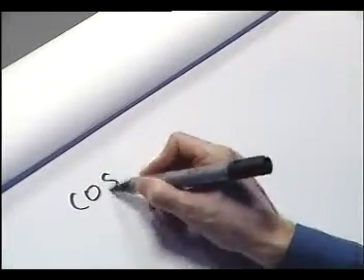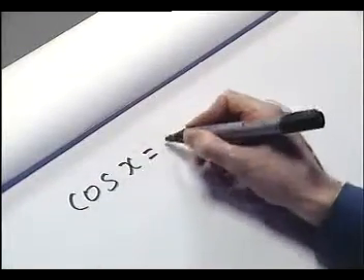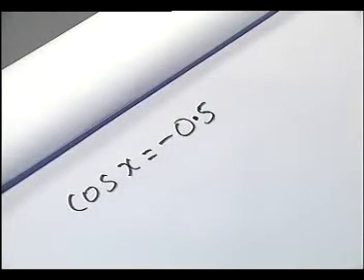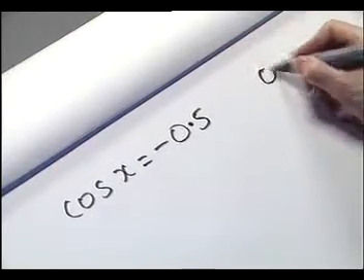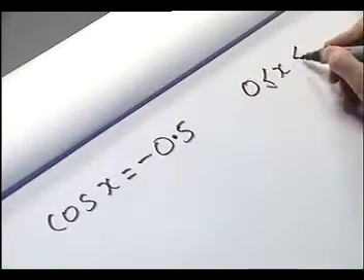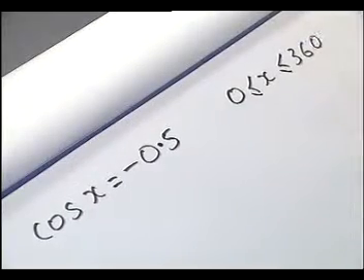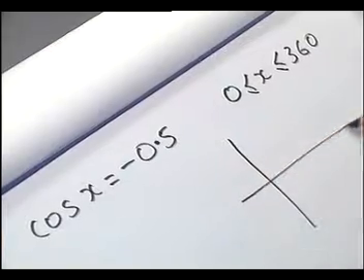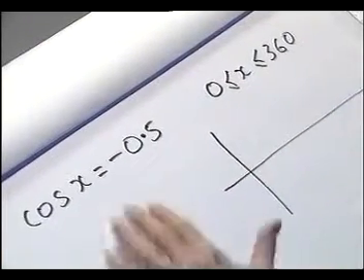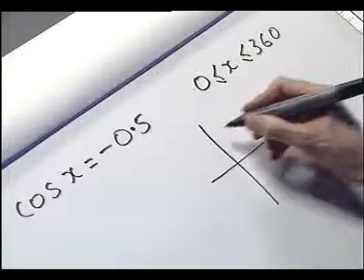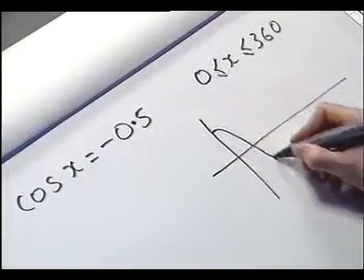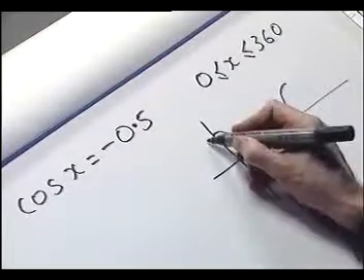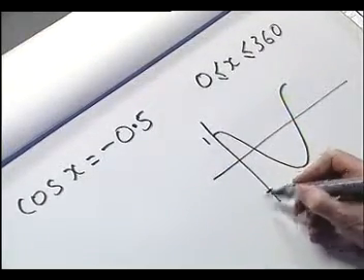Let's have a look at a cosine. Cos of x is minus 0.5. And the range for this, x between 0 and 360. So again, let's have a look at a graph of the function involved in the equation. And the cosine graph looks like that. 1 and minus 1.